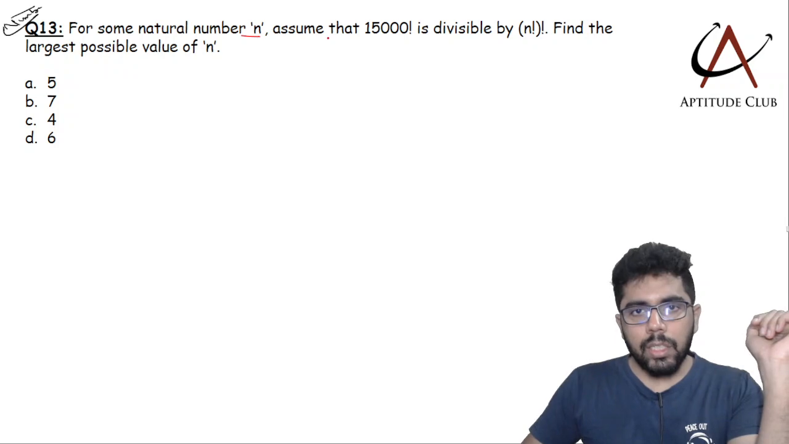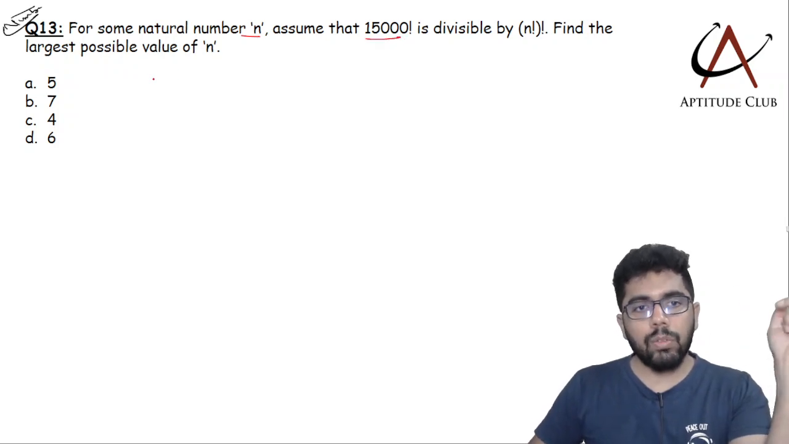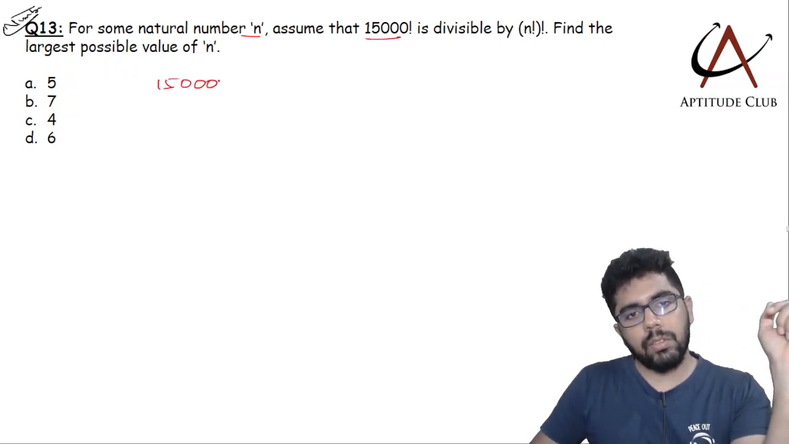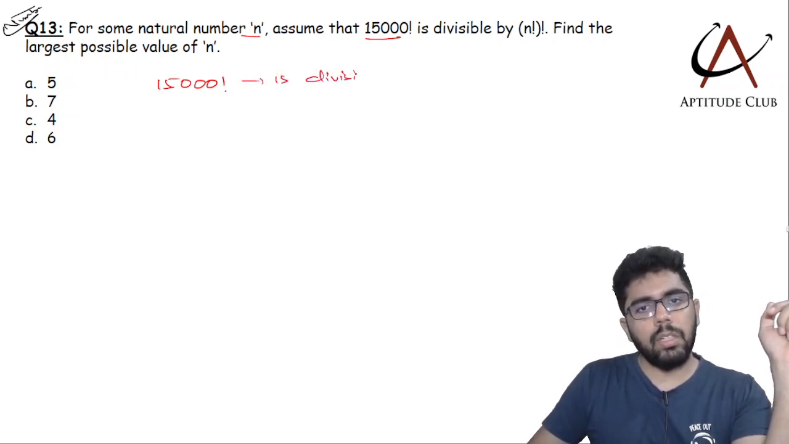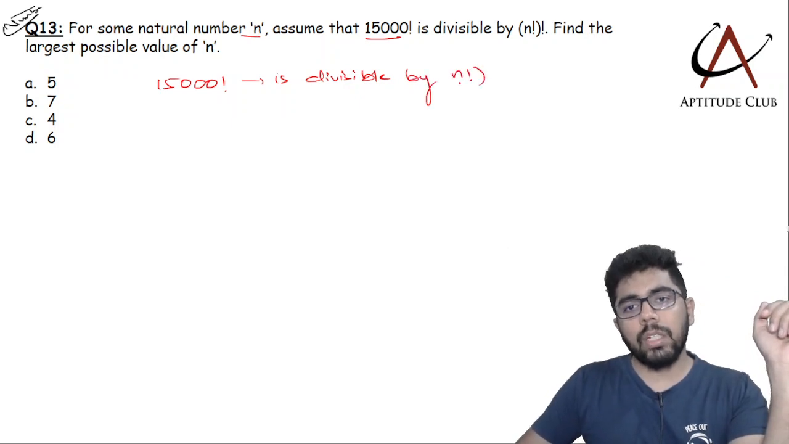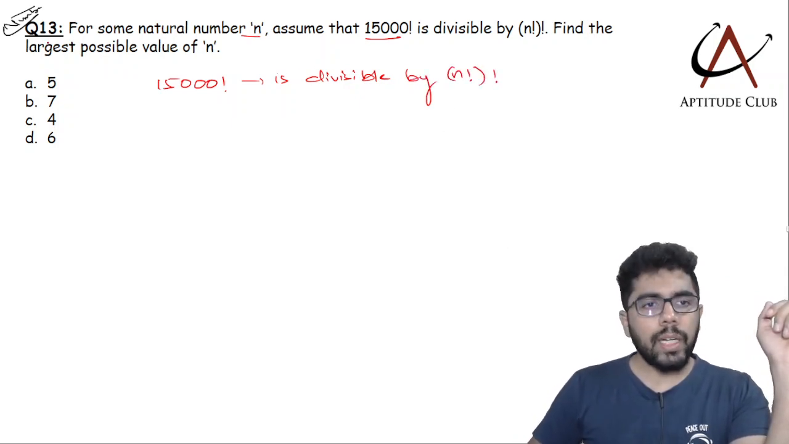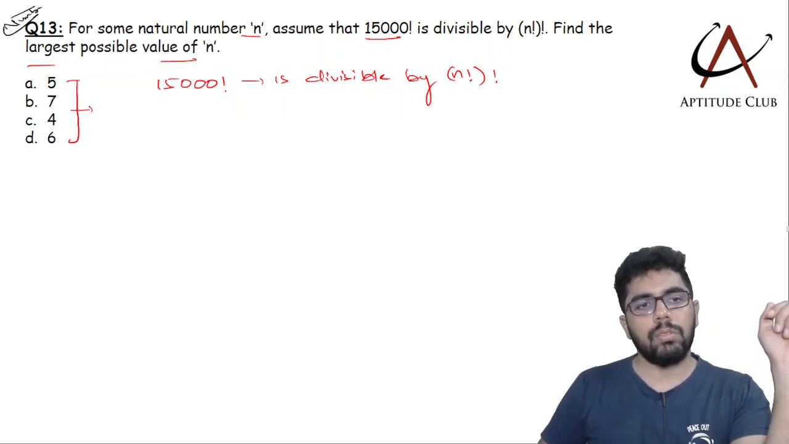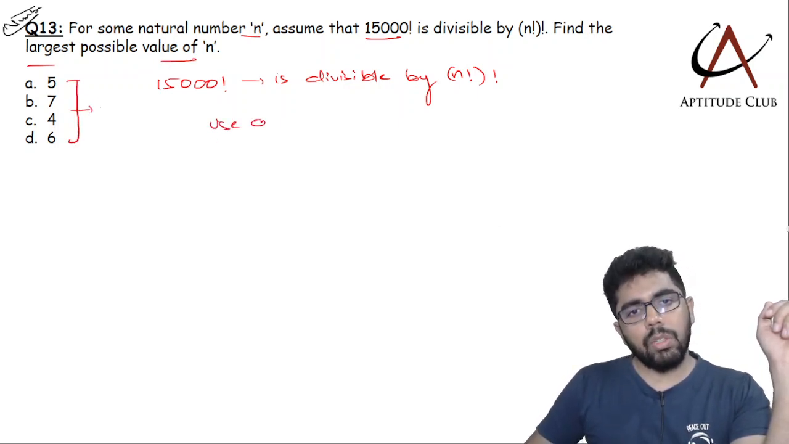For some natural number n, assume that 15,000 factorial is divisible by (n factorial) factorial. So find the largest possible value of n, and we have been given the options also. So directly use options.